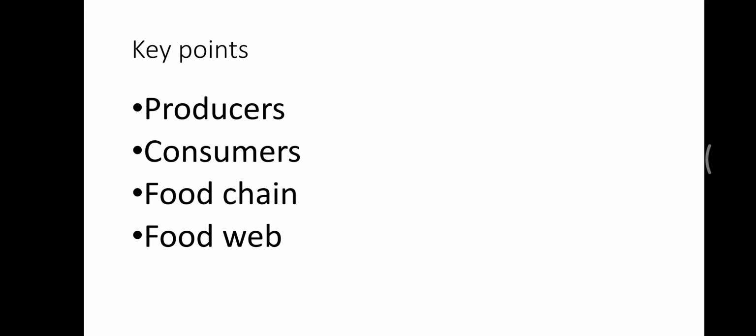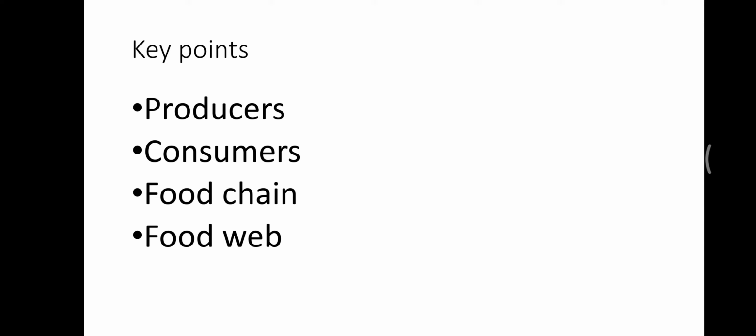There are some key points on page number 119 of your book. The first one is about producers, and you know that producers are those organisms which can produce their own food by using sunlight, such as plants, because they use light energy from the sun to produce their own food during photosynthesis.